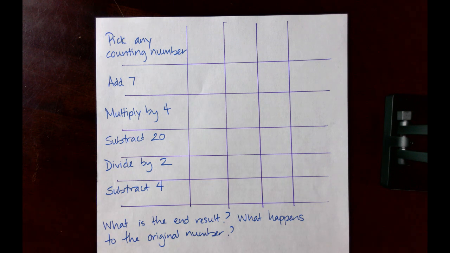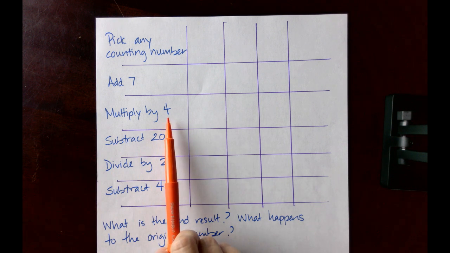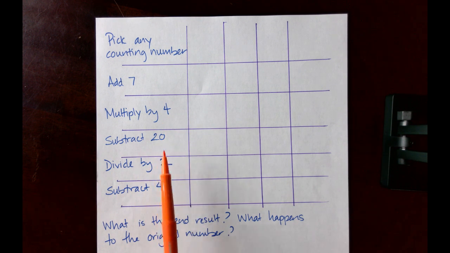Good morning. Here's another example of inductive reasoning to find a pattern, and then we will do the deductive reasoning when we do the algebraic proof. Your job here is to pick any counting number that you like. You will add 7 to it. You'll multiply that result by 4, then subtract 20.